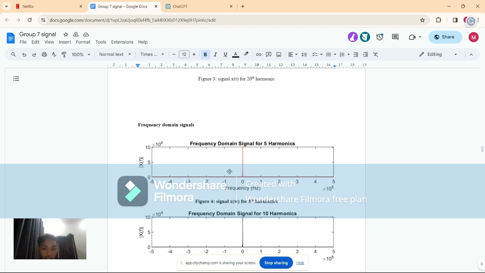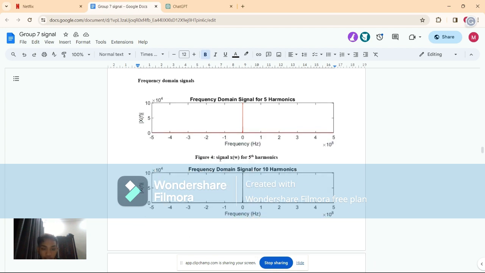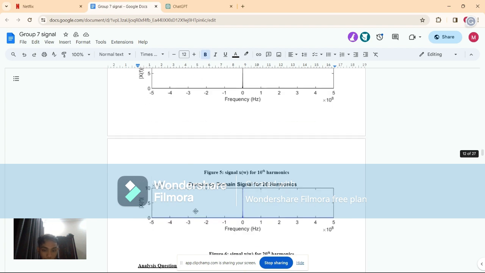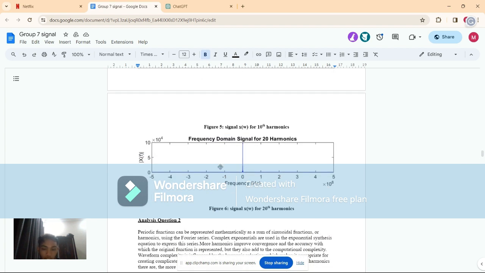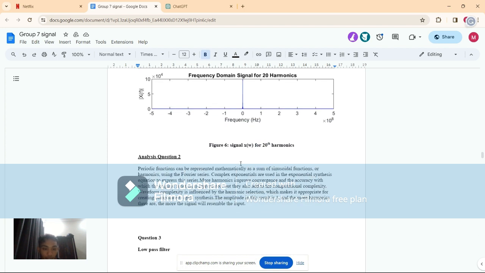And then for the frequency domain signal, this is the frequency domain signal for 5 harmonics, and this is the frequency domain signal for 10 harmonics, and then this is the frequency domain signal for 20 harmonics. And this is question 2.